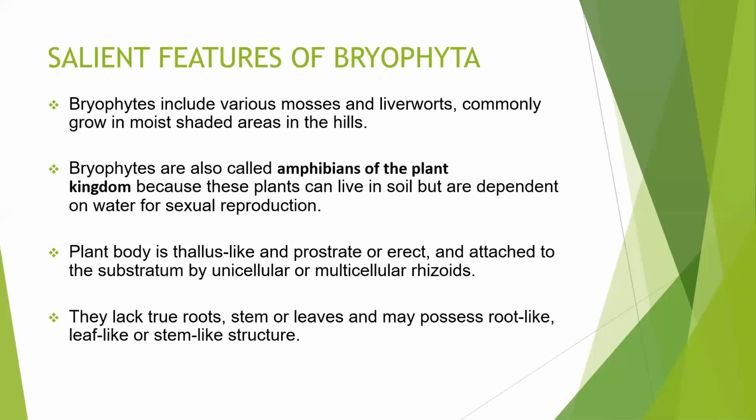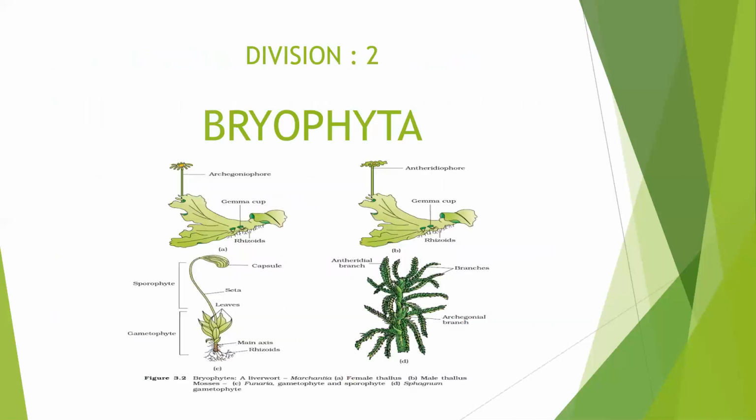In Bryophyta also the plant body is thallus-like. It may be prostrate or erect, and it is attached to the substratum by unicellular or multicellular rhizoids. They lack true leaves, stem, and root. Rather, they possess root-like, leaf-like, and stem-like structures.